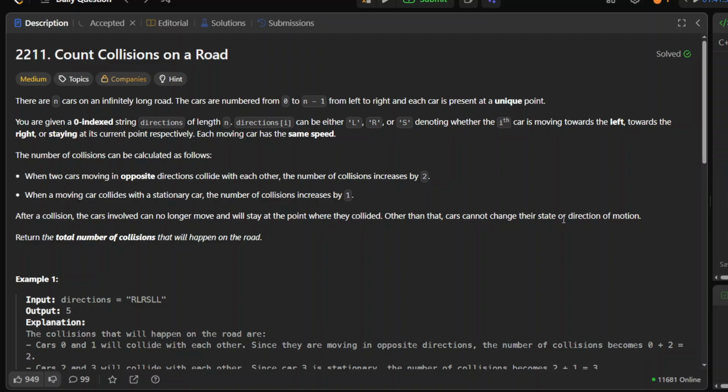So let's say my index 1 car is moving in the right direction and my index 2 car is moving in the left direction. They will eventually collide, and after the collision my number of collisions will increase by 2 and both of them will become stationary, right? Let's say at index 1 I have a right moving car and at index 2 a stationary object. After the collision, index 1 will become S and collisions will increase by 1. Similarly, if index 1 is S and index 2 is L, a left moving car collided with the stationary one, collisions increase by 1 and index 2 will become stationary.